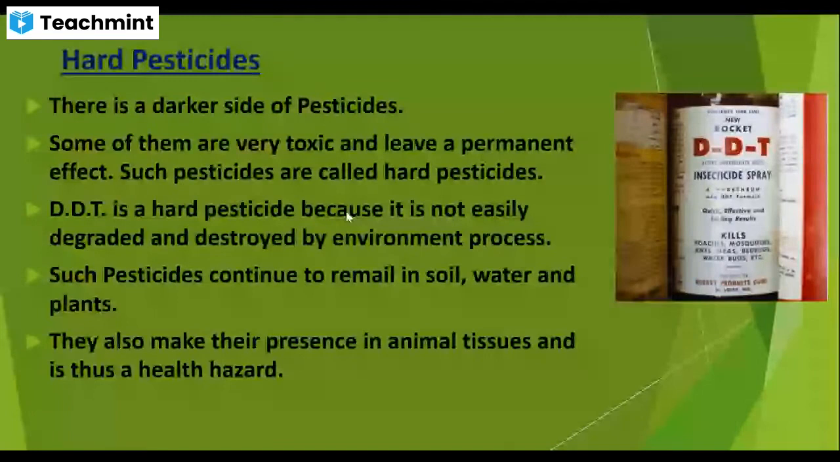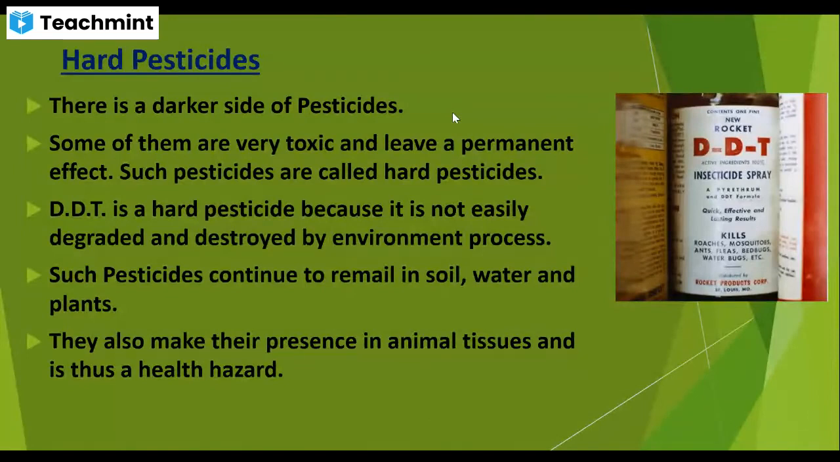Some of them are very toxic and leave a permanent effect. Such pesticides are called hard pesticides. So this DDT is a hard pesticide, because it is not easily degraded and destroyed by environmental processes. If you think about this DDT, it will not get degraded easily in the environment, so we can't destroy it easily. That's why we can say that DDT is a hard pesticide.